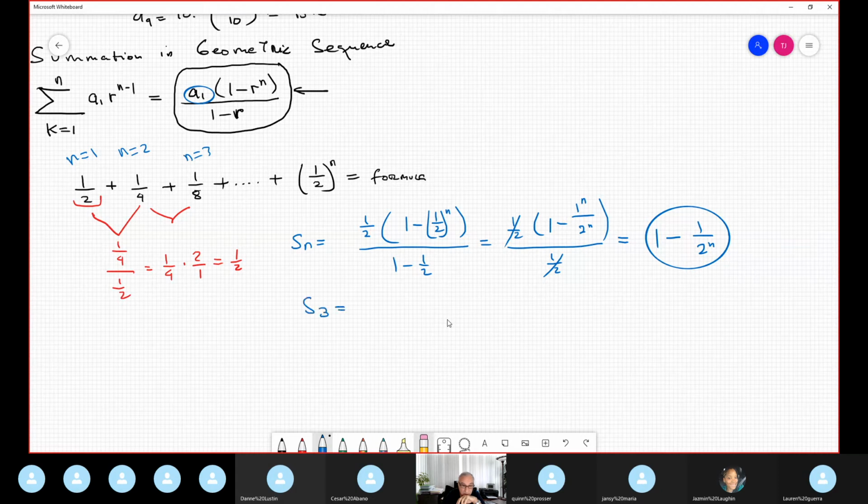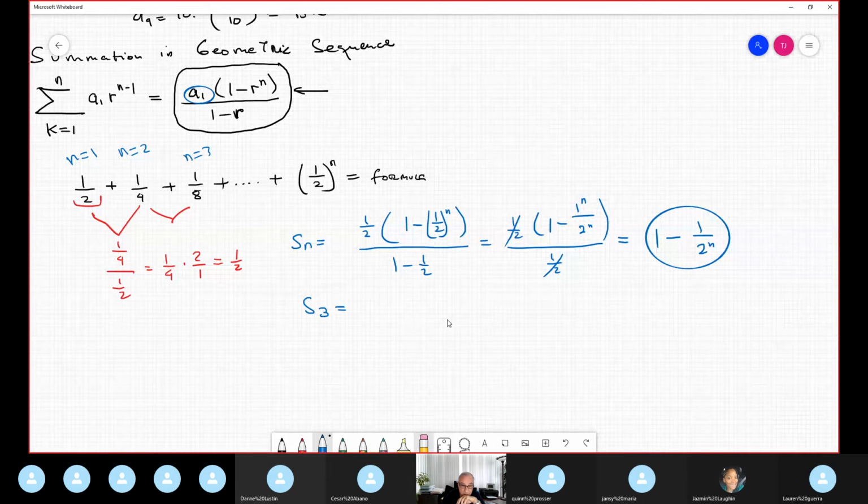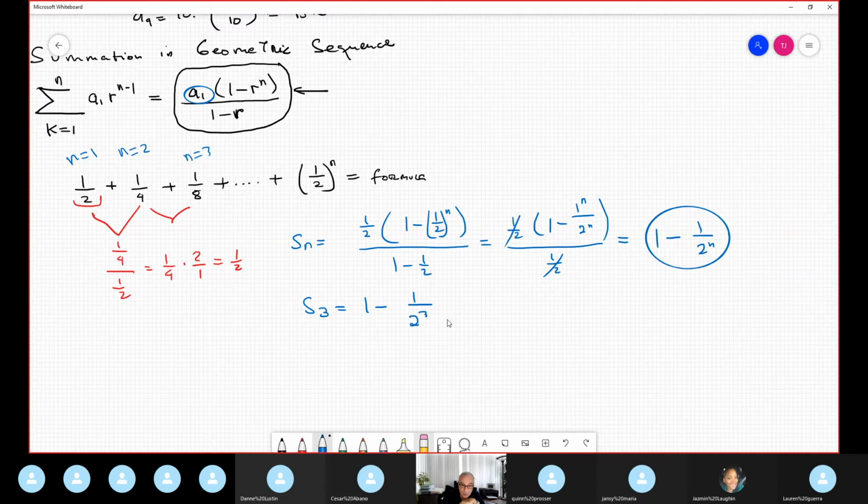Suppose S sub 3. Consider the first 3 elements. It's 1 minus 1 over 2 to the third power. It's 1 minus 1 over 8. And it is 8 over 8 minus 1 over 8, which is 7 over 8. Okay, this is the answer using the formula.